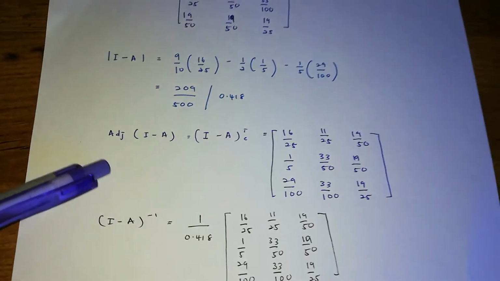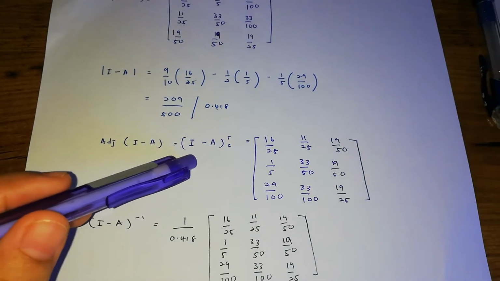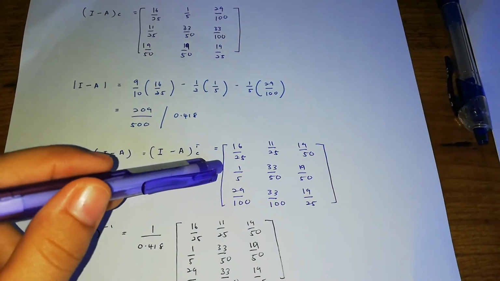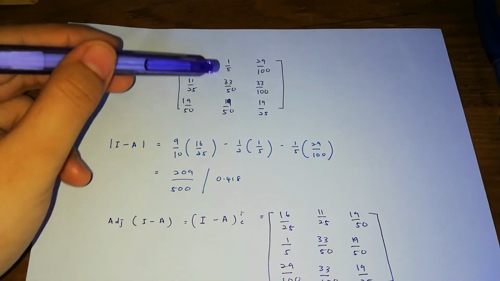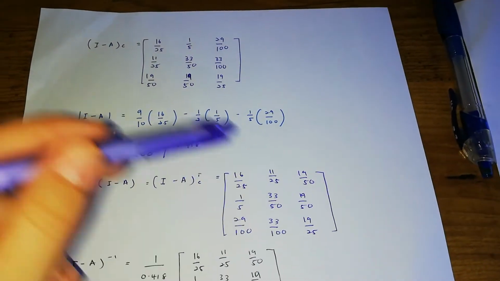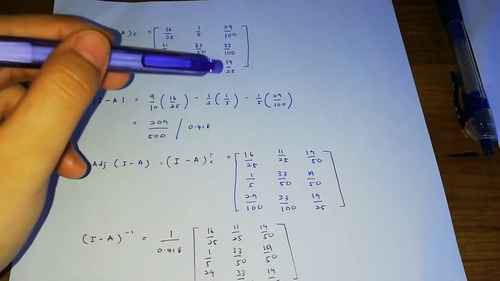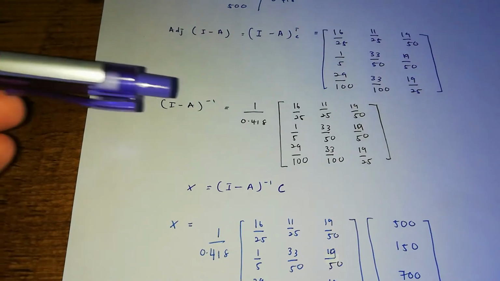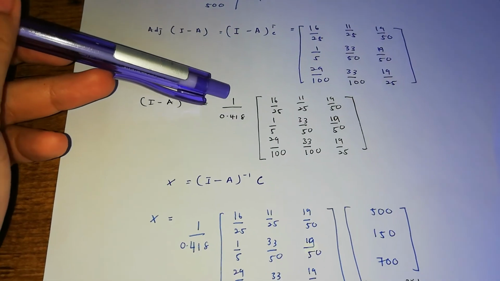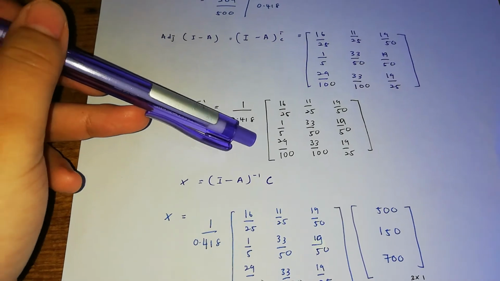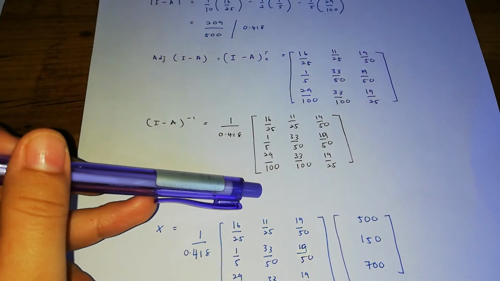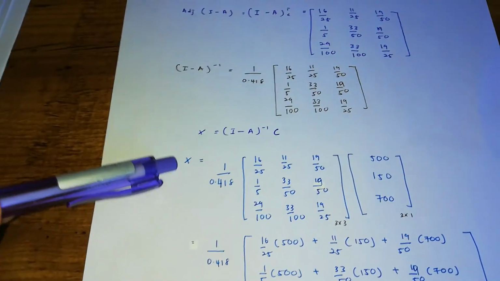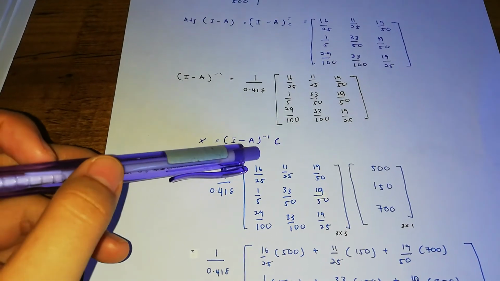And then we need to find the adjoint of I minus A, which is the transpose of the cofactor matrix. We get the answer from this column, we make it this row, and then this column we make it this row, and this column we make it this row. So we get this answer. After that, we need to find I minus A inverse, which is 1 over 0.418 that we found before, times the cofactor that we already transposed. So we can get x equals (I minus A) inverse c.